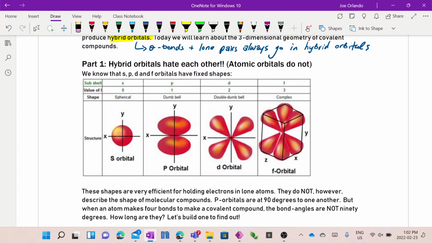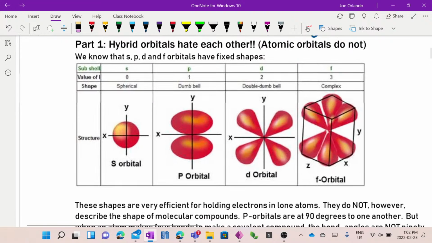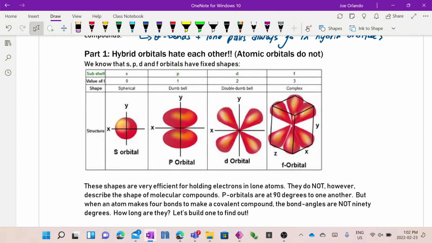That's right. These shapes are very efficient for holding electrons in lone atoms, and we know that they do in fact work, but they don't describe the shape of molecular compounds. P orbitals are orthogonal to one another. They exist at 90 degree angles to one another.